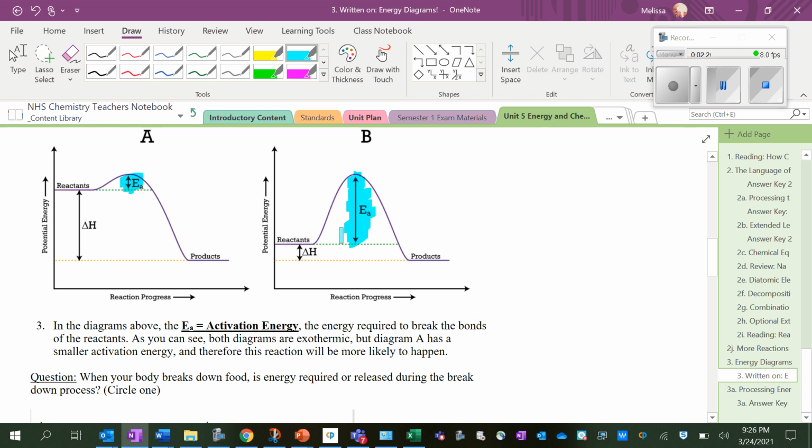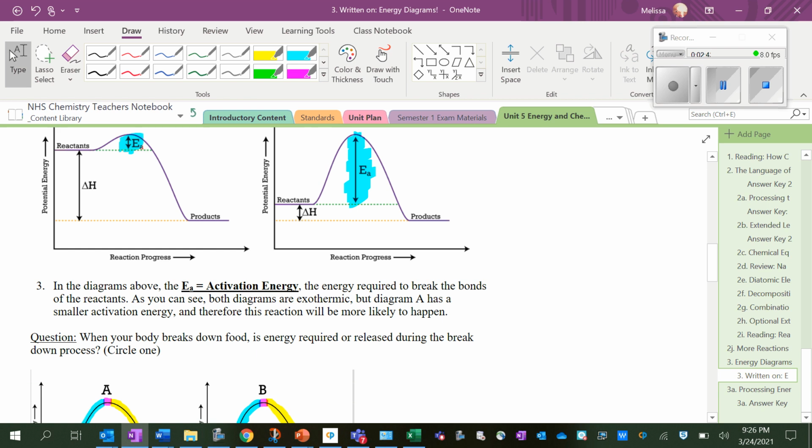In the diagrams above, the EA, the activation energy, is the energy required to break the bonds of the reactants. As you can see, both of these diagrams are exothermic. They both go up and way down. But diagram A has a smaller activation energy, and therefore this reaction will be more likely to happen.